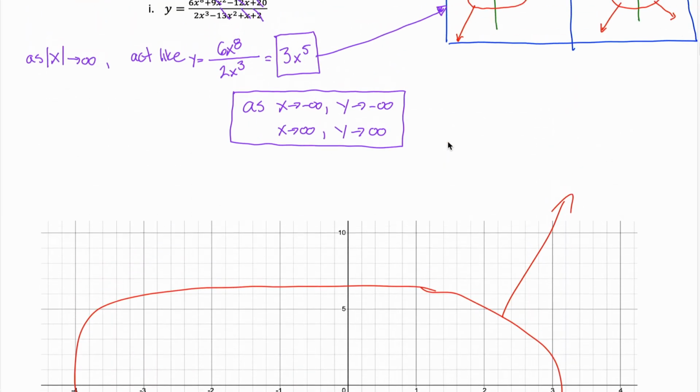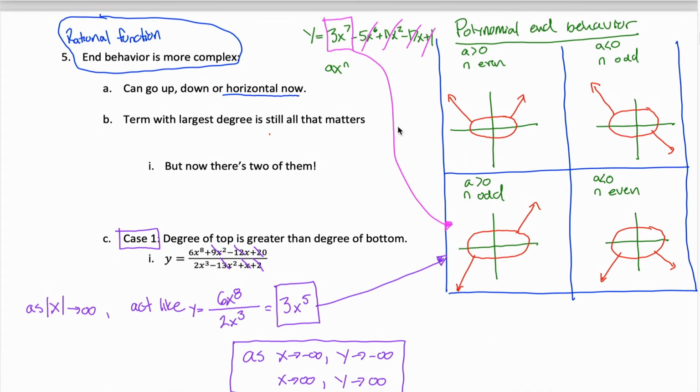And maybe you're like, all right, that's not too bad. I guess I can do this. We're just kind of reusing what we learned about end behavior for polynomials. Well, that's true if you're in case 1. But the bad news is there's not just one case. Otherwise, I wouldn't call it case 1. There's 3 different cases, so I still have to take you through the other 2 cases.